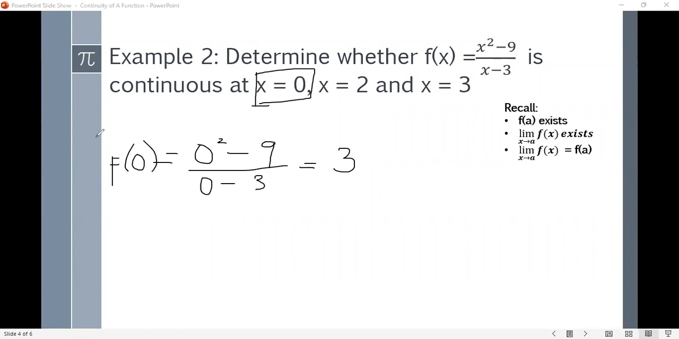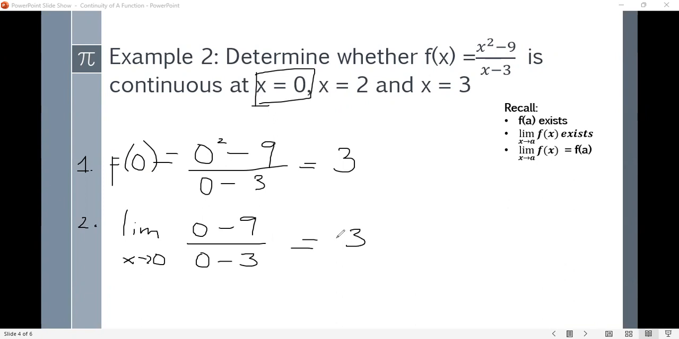Now, ito po yung ating first condition. Para sa ating second condition, dapat po mag-equal po sa f of 0 sa the limit of f of x. So, the limit of x squared, dito, pwede pa rin naman si direct substitution. So, meron tayong 0 minus 9 over 0 minus 3. Kasi ang x natin ay approaches 0. So, equals pa rin po siya kay 3.